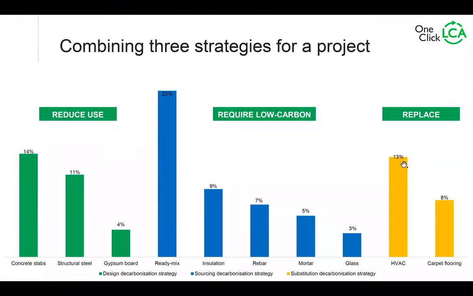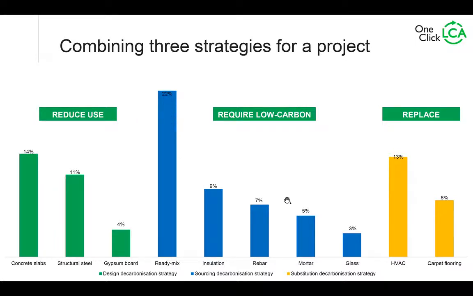Obviously, you can't make projects just by using one trick. So here I have an example of a project where I have highlighted about 10 main material categories by the share of embodied carbon they would have. And you have concrete, slab, structural steel, and gypsum board. And here you can have a design decarbonization strategy. So you can design them somewhat differently to reduce material use.